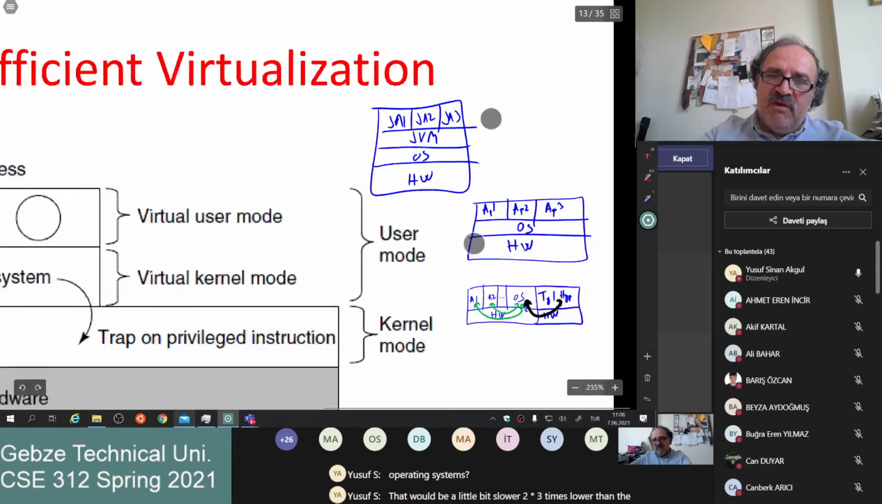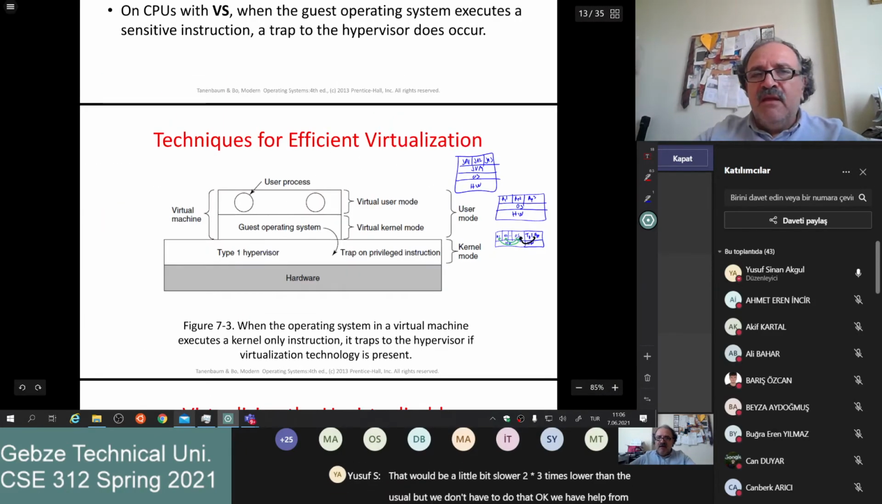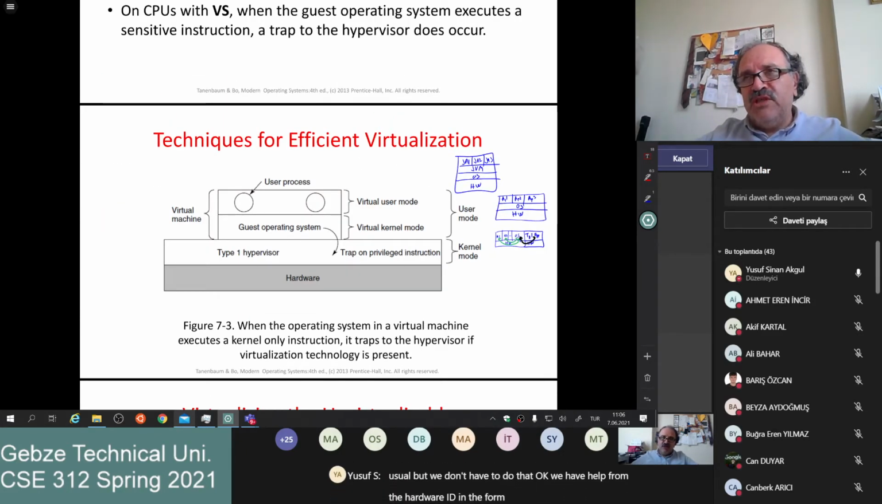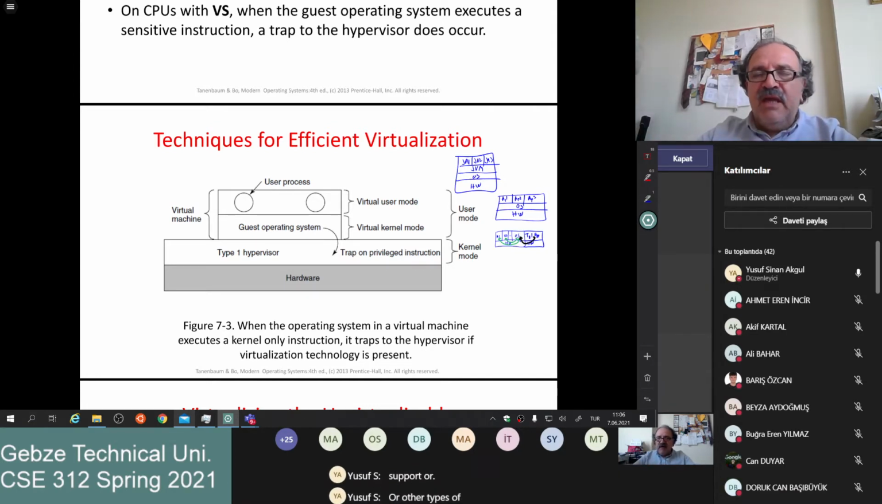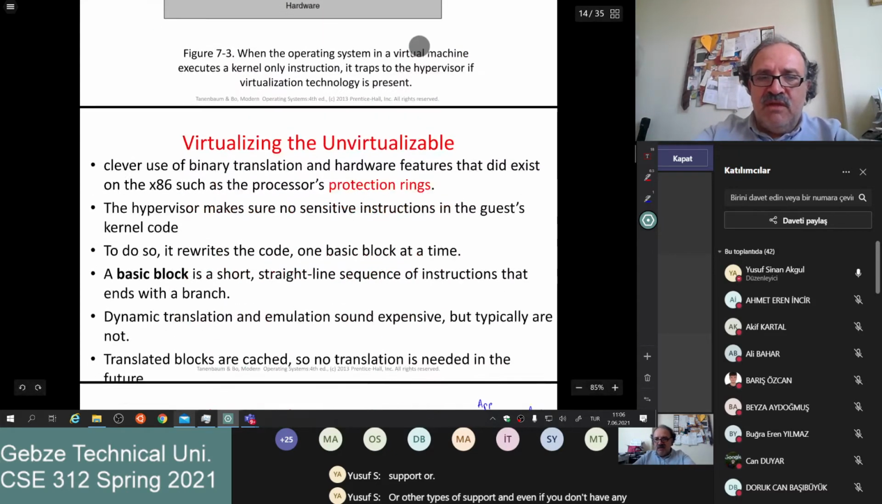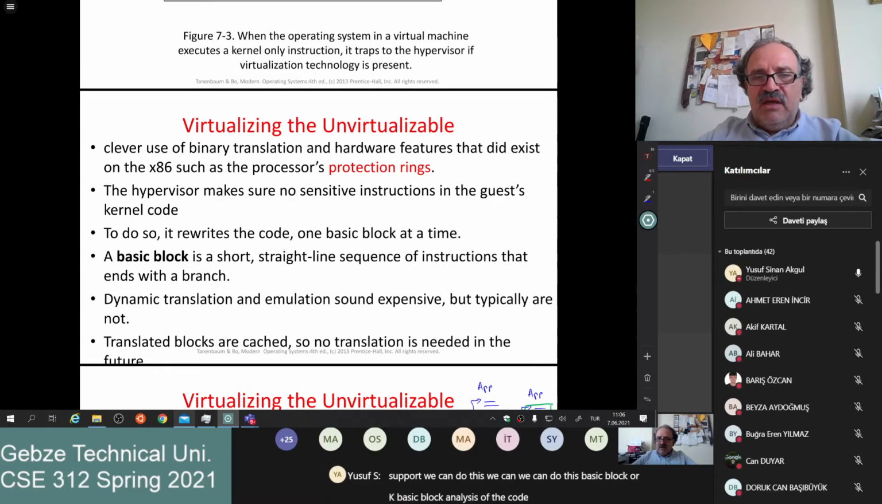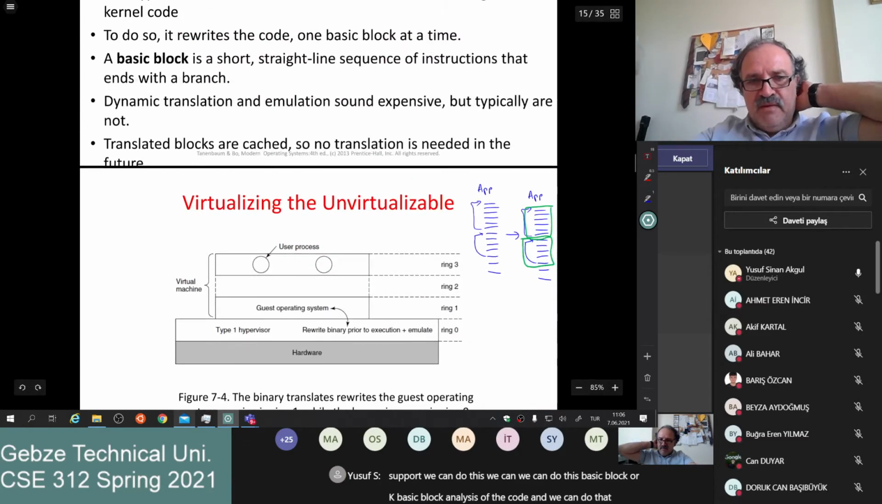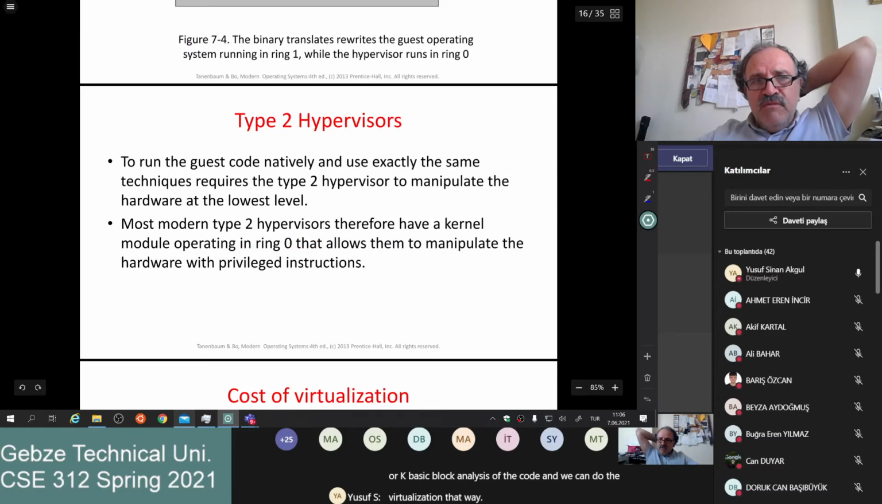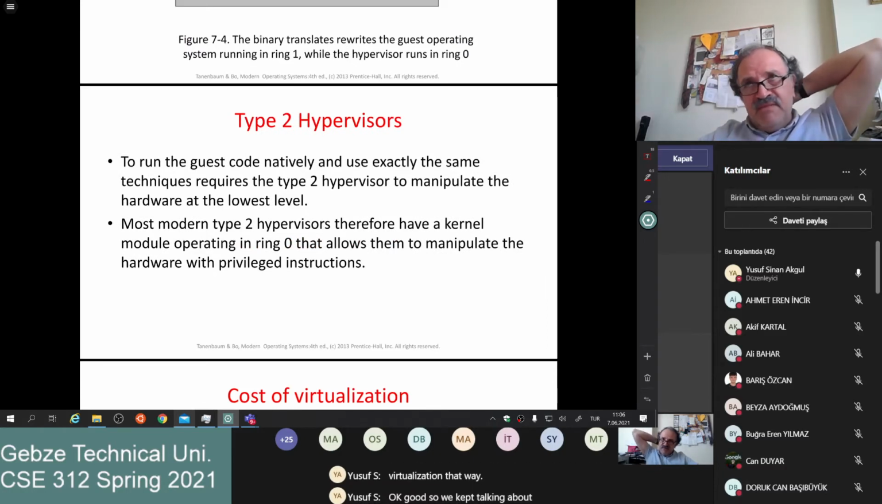We have help from the hardware, either in the form of virtualization support or other types of support. And even if we don't have any support, we can do this basic block analysis of the code, and we can do the virtualization that way. Good. We kept talking about type 1 hypervisors because it is easy to talk about them.